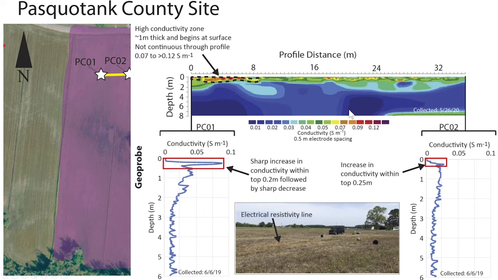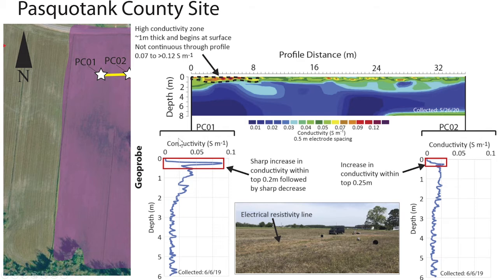These low blue colors are showing us low conductivities, whereas what we really see at this site is red right near the surface, where we see some higher conductivity values. And those are pretty concentrated around, well, PCO1, with some little patchiness in some of the other areas along the site. But again, all near the surface, say within about the top meter.